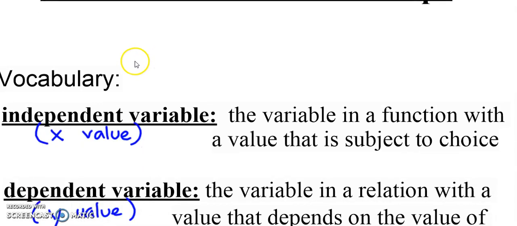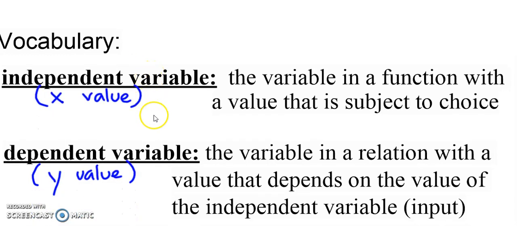So just a little review of some vocabulary. We have our x value, which is our independent variable. It's a variable in a function that we get to choose. So we plug in various x values that we came up with. Usually we did -1, 0, 1, 2, something like that.